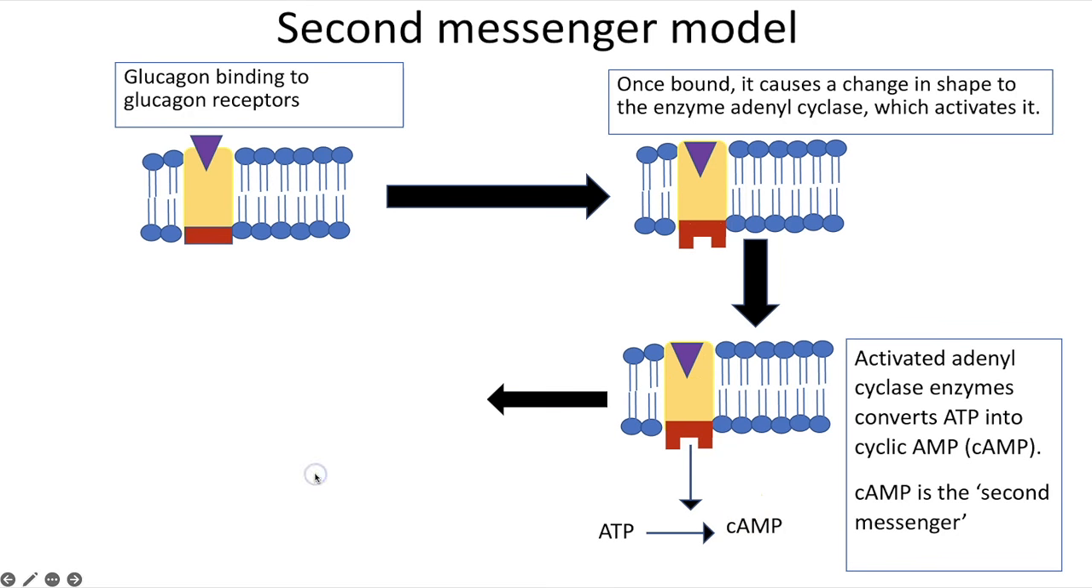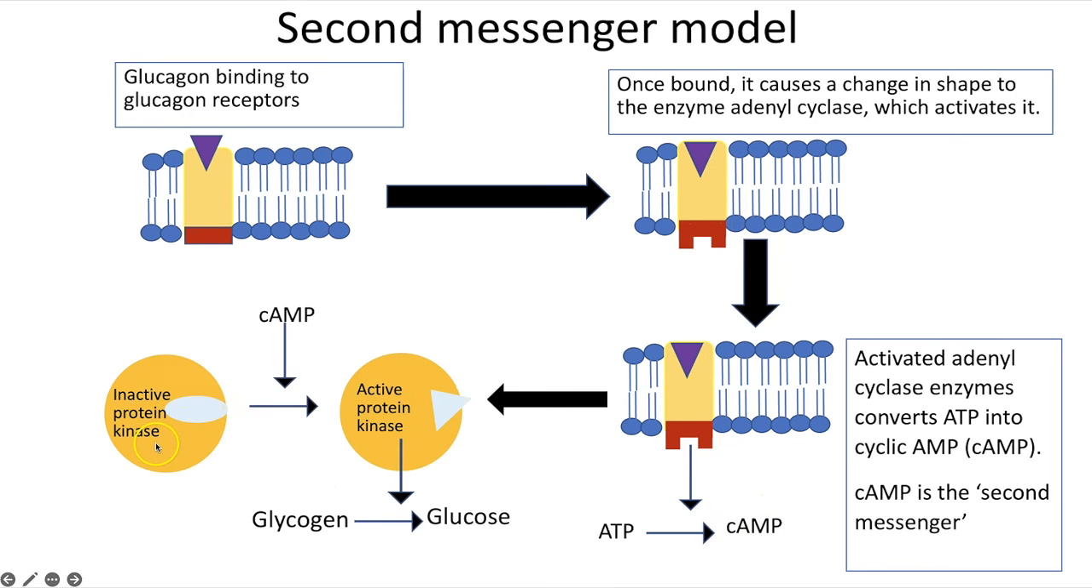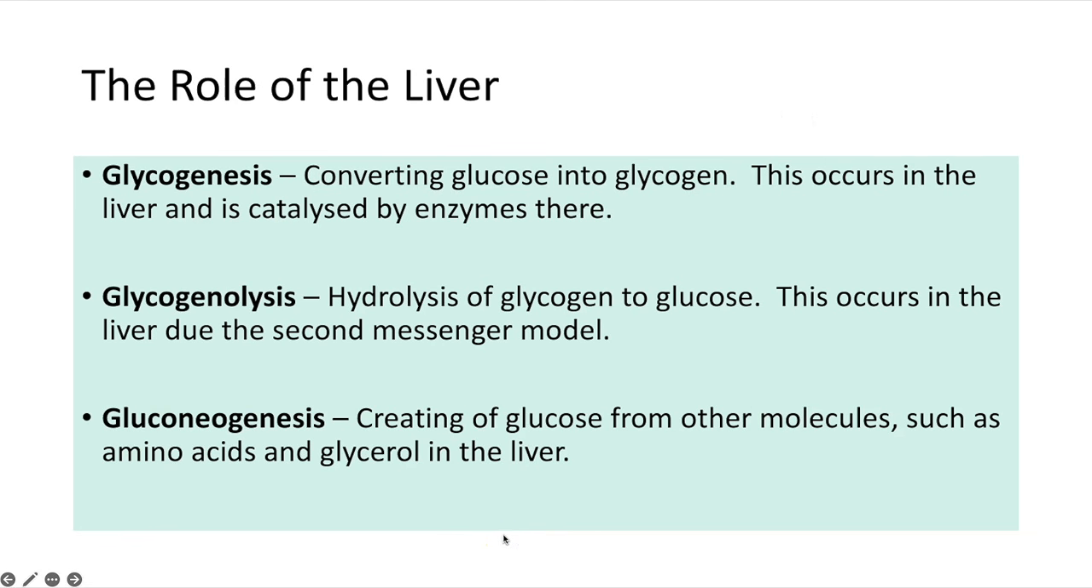The cyclic AMP can cause the change of inactive protein kinase to active protein kinase, and active protein kinase can catalyze the hydrolysis of glycogen into glucose. And that glucose will then be returned to the blood. So here are our key G words that have come up, and we have glycogenesis. Anytime you see glyco, that means glycogen. Genesis means to create. So glycogenesis is when we are creating glycogen from glucose.